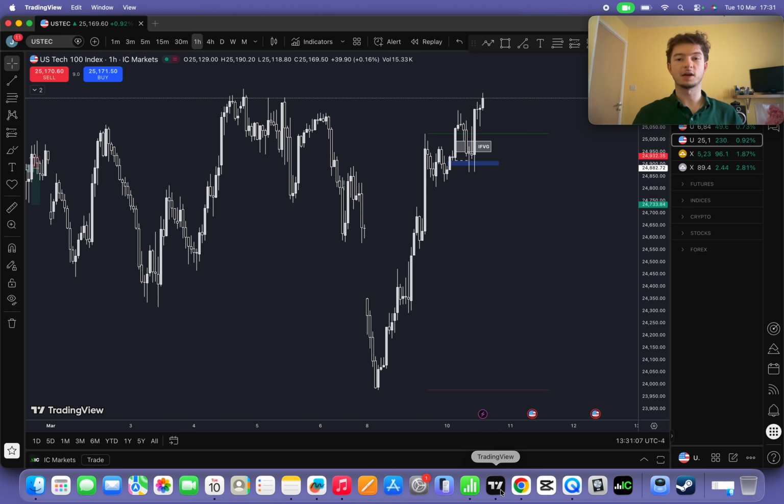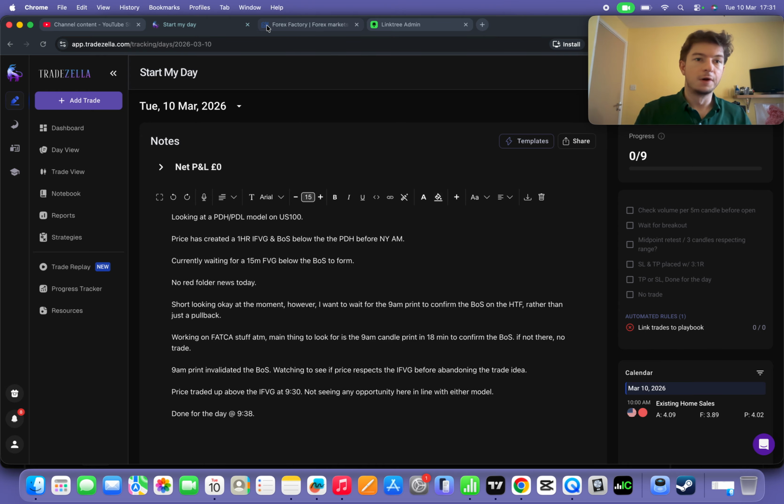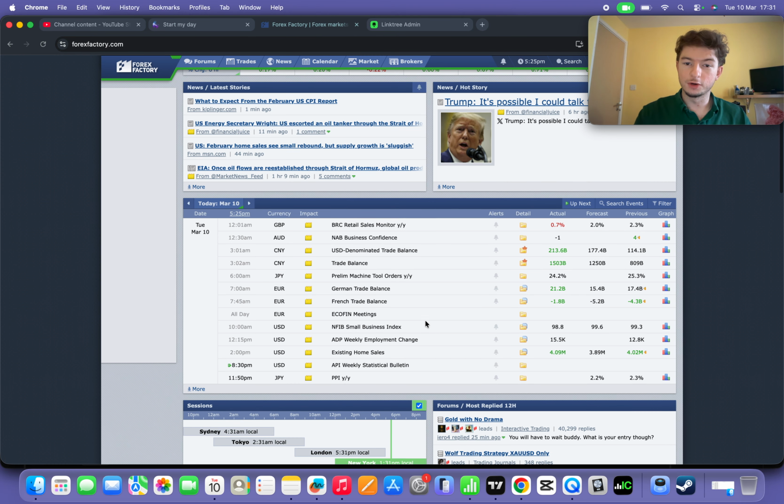So, how I'm doing that is obviously by implementing the previous daily low, previous daily high model, which is something that has worked for me in the past. And yeah, so we're going to go over today's moves. To start off, we had no red folder news today.